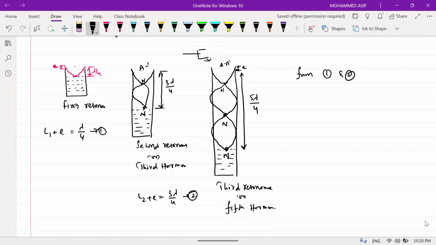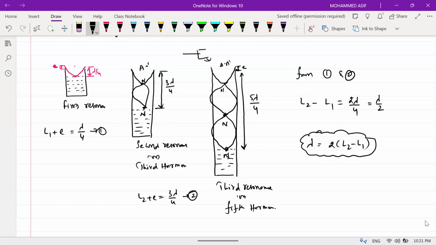From equations 1 and 2, if I subtract, L2 minus L1 will be equal to 3 lambda by 4 minus lambda by 4. That will be equal to 2 lambda divided by 4. So that will be equal to lambda by 2. So wavelength will be equal to how much for me? Lambda is equal to 2 into L2 minus L1. So like that, I got the wavelength if I'm comparing the first resonance and second resonance.